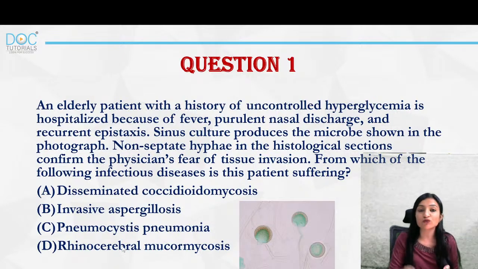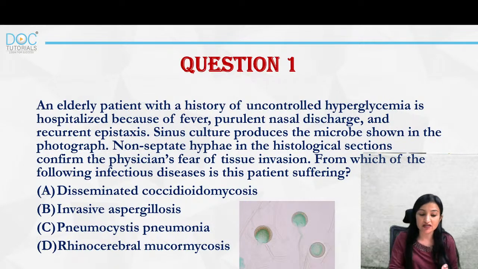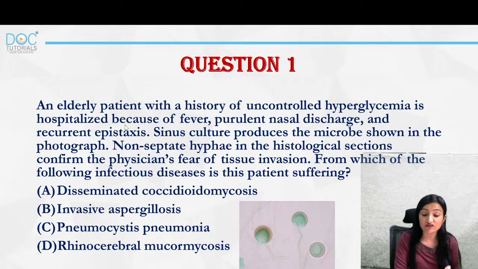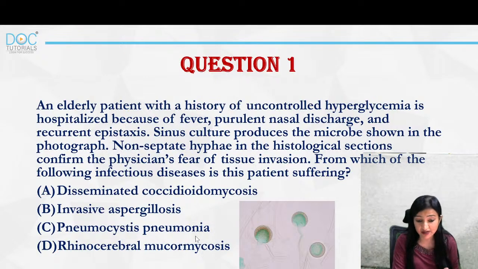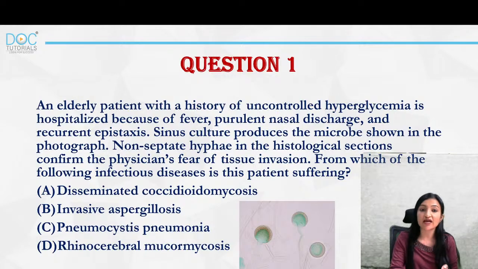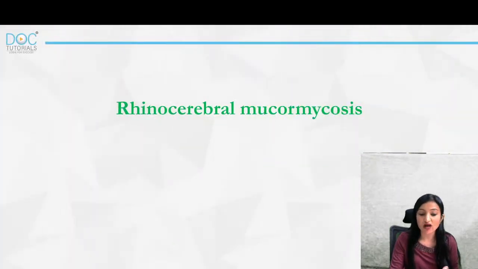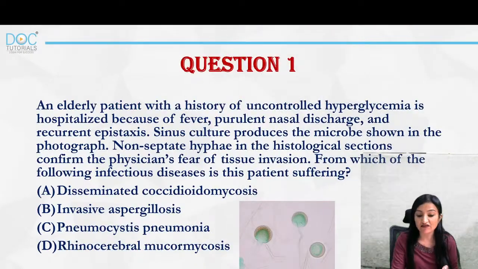So we are left with option D, that is rhinocerebral mucormycosis, which fits the bill, keeping in mind the history with which this patient presented. Now guys, rhinocerebral mucormycosis is by far the most dreaded disease caused by a class of fungi known as Zygomycetes or Phycomycetes. So our answer in this case is rhinocerebral mucormycosis. We could see the non-septate hyphae in this picture and sporangia.